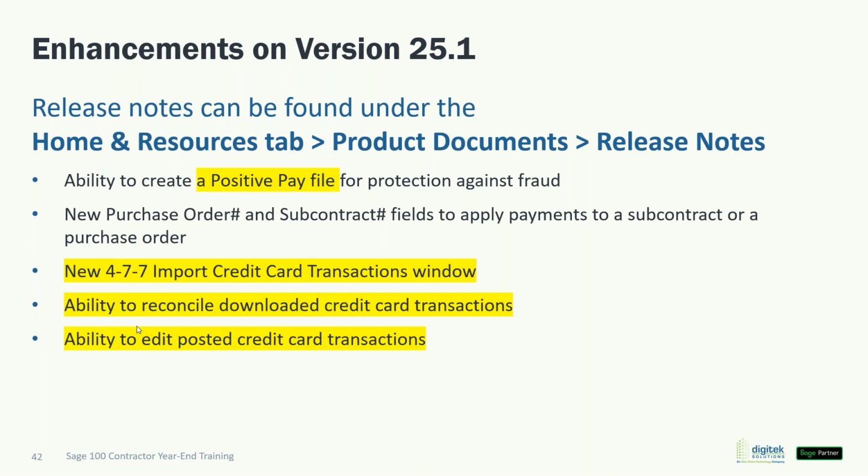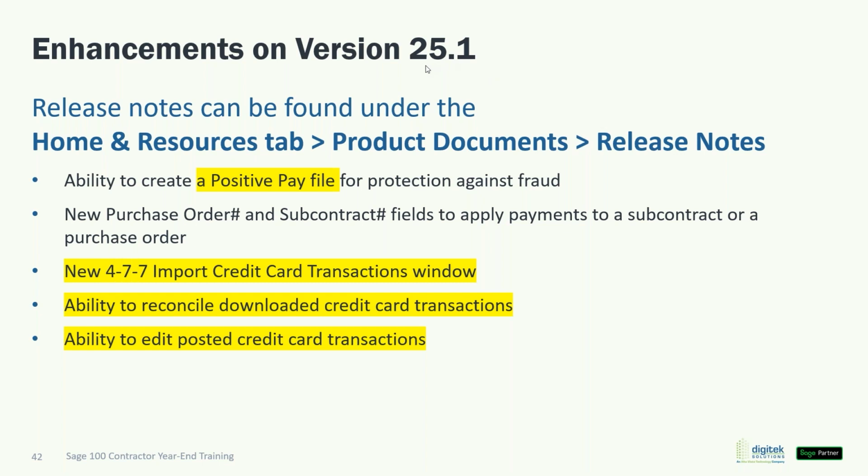All right, so that pretty much gets us through closing versus archiving payroll and archiving your general ledger or your company data. So with version 25, we're now at 25.2, which I mentioned earlier, but some of the enhancements in version 25, and if you go to the release notes, which can be found when you're in your software, under the home and resource tab, product documents, and release notes, it'll give you a whole list in a lot of detail of any bugs that were corrected and any version enhancements that have been made.